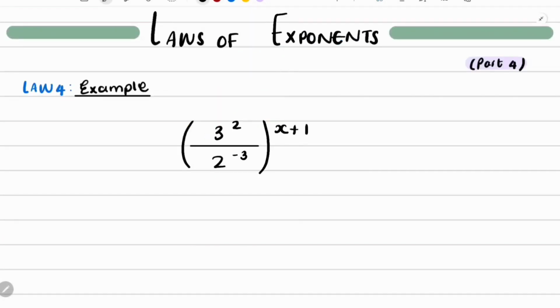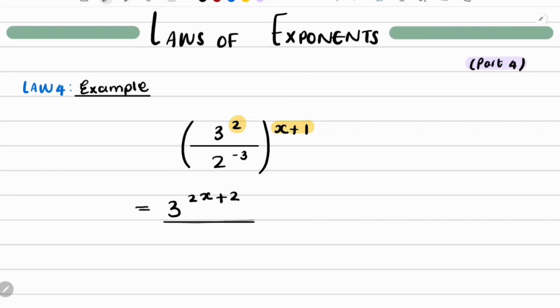And here is another example. You can go ahead and pause the video and go for this one. Okay, so we have a base of 3 that has an exponent. So we're leaving 3, we're multiplying the exponent. So that is the 2 multiplied by the x plus 1. The 2 will multiply by the x to give us 2x. And then the 2 will multiply by the 1 to give us a positive 2.